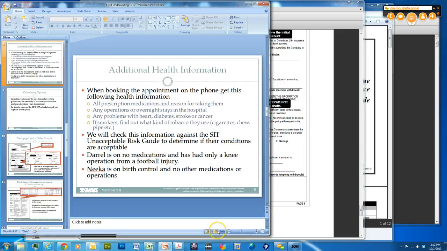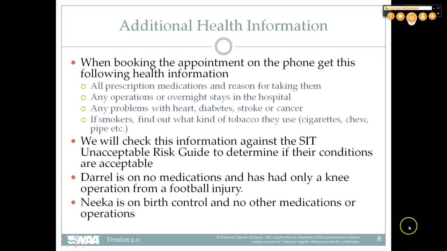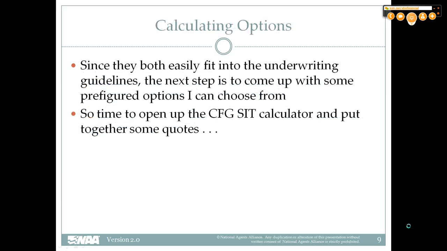Okay, so next, what we're going to do is figure out calculating the options. Now, since they both fit into the underwriting guidelines, we're going to try to figure out some options to choose from. So what I'm going to do is put together some quotes for the client, and let me show you how we do that using the spreadsheet.